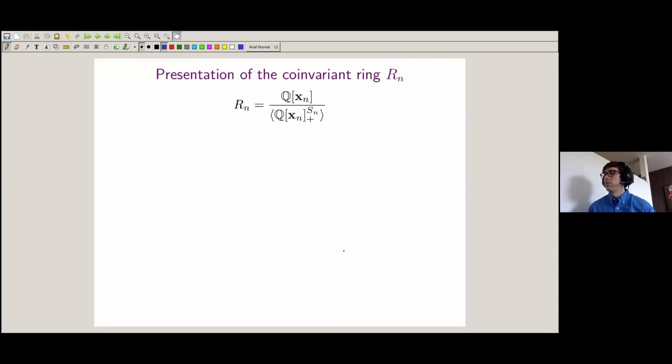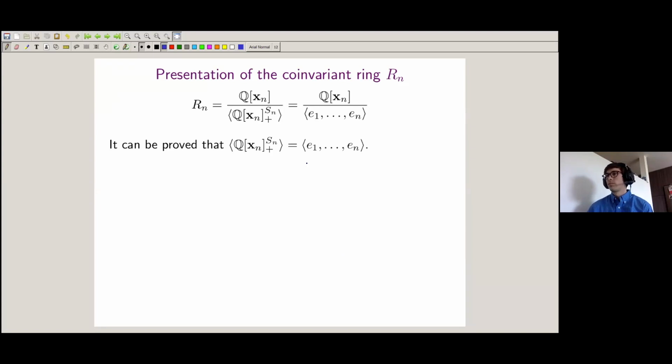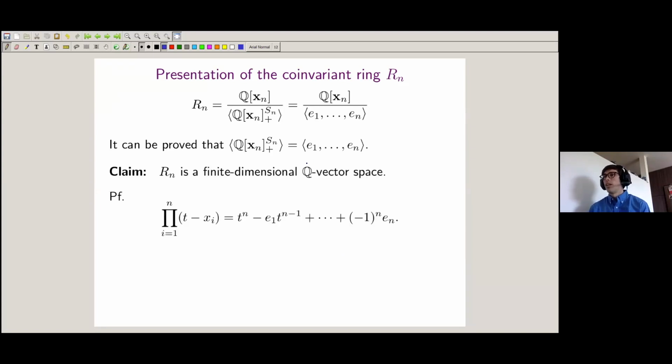And this coinvariant ring has a really nice presentation in terms of generators and relations. Since it's an ideal in this polynomial ring, it has to have a finite number of generators. And a really convenient generating set is just all of the elementary symmetric polynomials. So it's generated by e_1 through e_n. And it may not be obvious at first, but this quotient ring is actually a finite dimensional Q vector space. We've modded out by enough things to make it finite dimensional. And here's a quick proof of that fact.